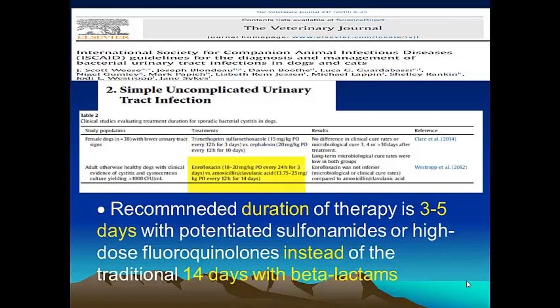And the second one was given enrofloxacin once every 24 hours for 3 days, and that was being compared with amoxicillin clavulanic acid twice a day for 14 days. And they say that both protocols were just as effective clinically and microbiologically. So I guess the latest on these issues is that the short-term duration is just as good as the longer one.